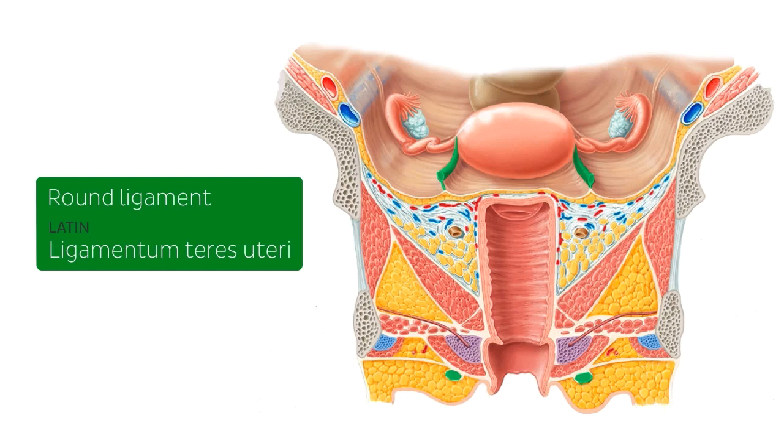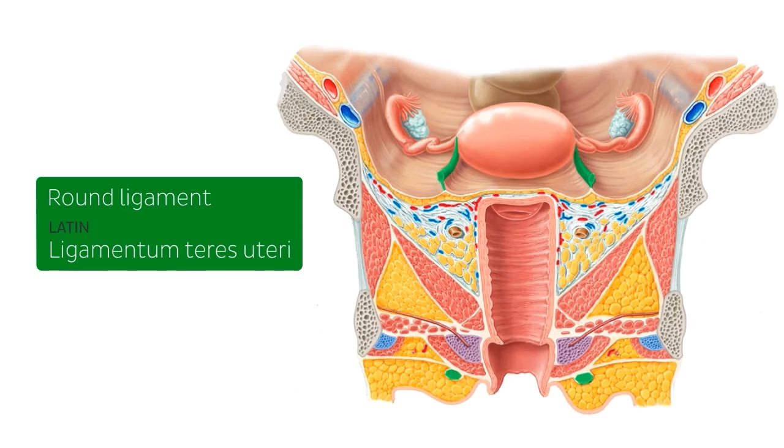And as we can see, the round ligament originates from either side of the uterus at the uterine horns, which is where the uterine tubes enter the uterus, and travels anteriorly to enter the deep inguinal ring. And from here it then enters the inguinal canal to finally attach to the labia majora.